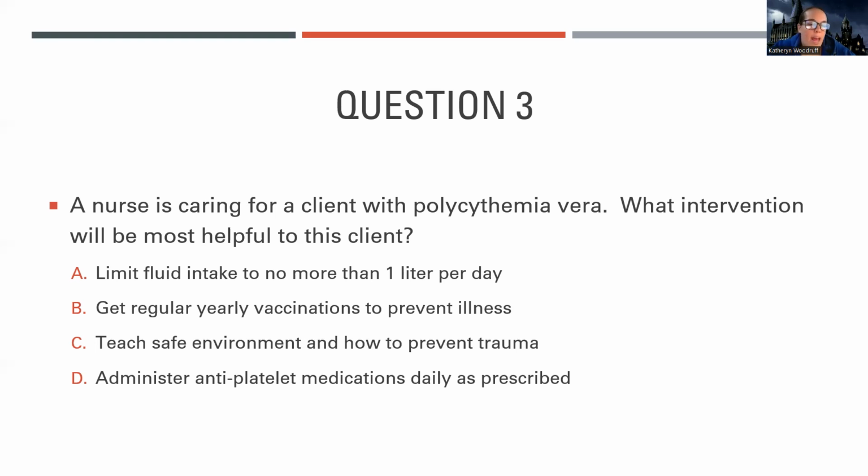Teach a safe environment and how to prevent trauma. Well, I definitely don't want them to have any trauma and stuff like that. I think anyone needs to learn that, but you have to think about whether this is really specific. Are people with polycythemia vera really at high risk for bleeding? B and C are much more applicable to aplastic anemia versus polycythemia vera. Because with polycythemia vera, one of my biggest concerns is going to be clotting, not bleeding so much.